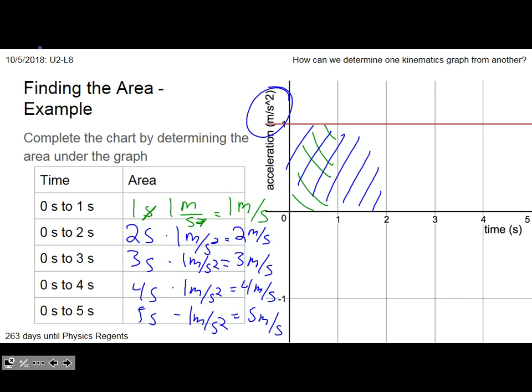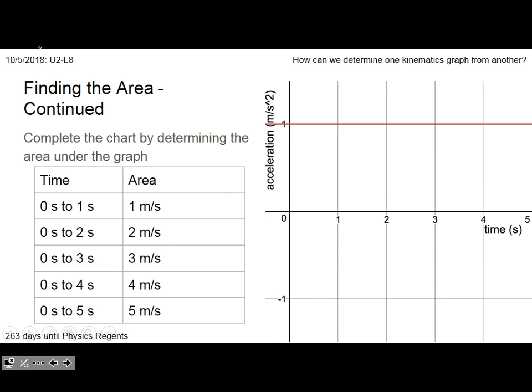I think my next slide is just the numbers on here. Yeah, okay. So this is what we end up with when we find those 5 areas. And now what we can do is we can make a graph of velocity versus time. So to start, 0 seconds is going to be 0 meters per second. 1 will be 1 meter per second. 2 will be 2 meters per second.